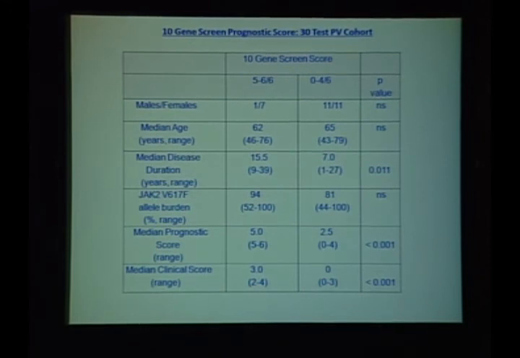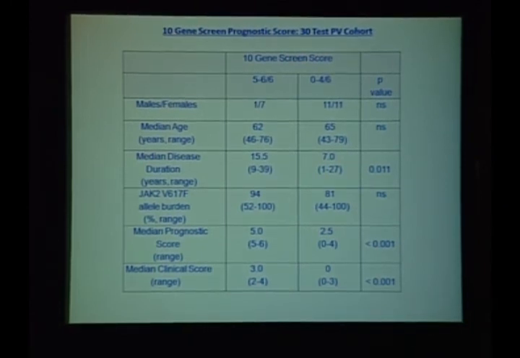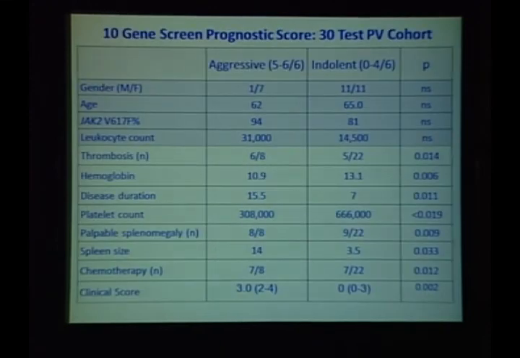There was now, if you'll see, we've got someone out there who's now 40 years with PV that's, I think, skewing things. But the fact of the matter, disease duration was different. The allele burdens weren't different, okay? But if you look at the 10 gene screen scores, they were split perfectly, okay? And if you look at the clinical scores, the same thing happened. So we can, with 10 genes, say who has aggressive disease and who does not have aggressive disease.